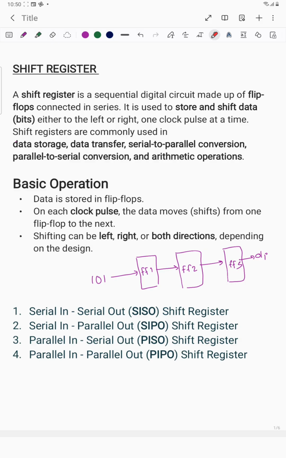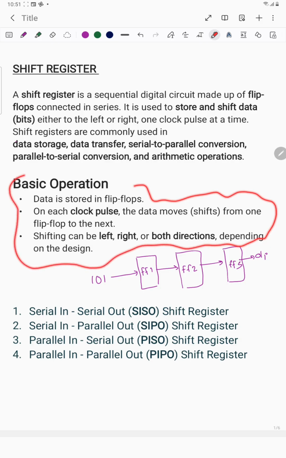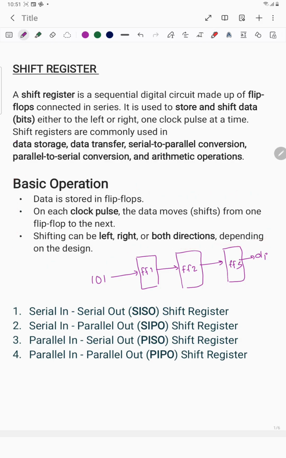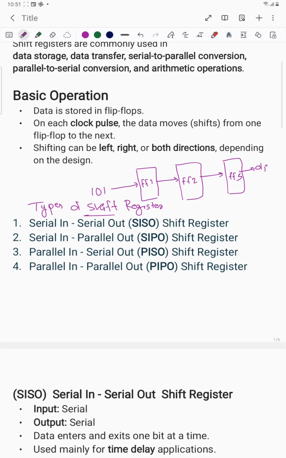First of all, you have to write what a shift register is, what the uses of the shift register are, and how the operations are done in shift registers. Then write the types of shift register, the four types. Then we are going to discuss all these four types one by one.